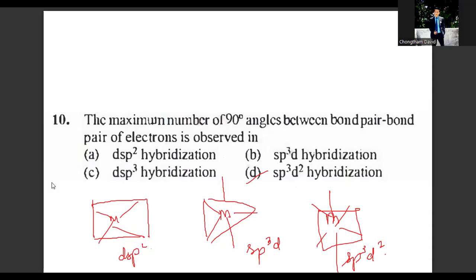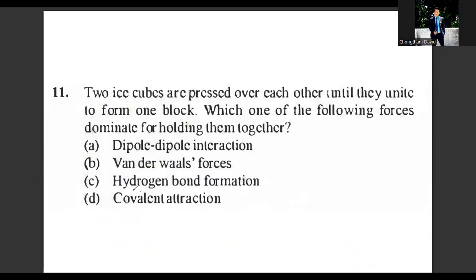Moving on to the next question, number 11. Two ice cubes are pressed over each other until they unite to form one block. Which one of the following forces dominates for holding them together? I hope some of you would find this familiar. It is due to hydrogen bonding. C is the answer for question number 11.